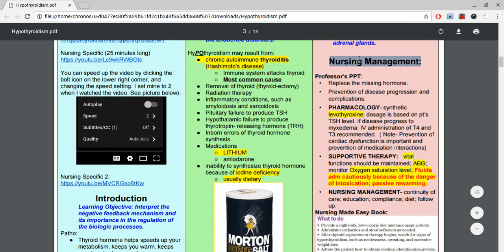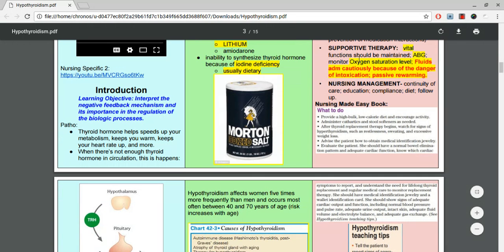Nursing management, continuity of care, you educate the patient. If the cause was iodine deficiency, you teach them on diet and you set them up for a follow up. And here's some things from the Nursing Made Easy book that I wanted you to look at.